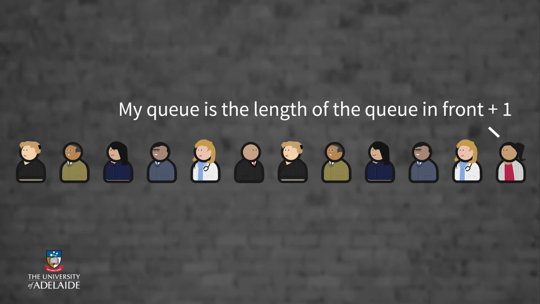This is a recursive solution. Your position in the queue is equal to 1 plus the length of the queue in front of you. Position in the queue is defined in terms of the length of a smaller version of the queue. If there's a front to the queue, you'll eventually find it.